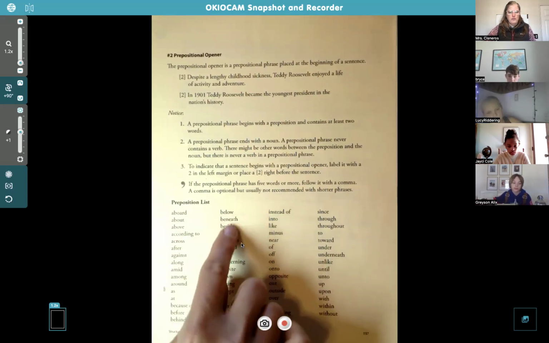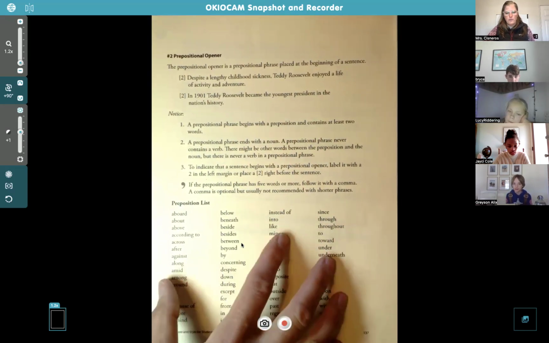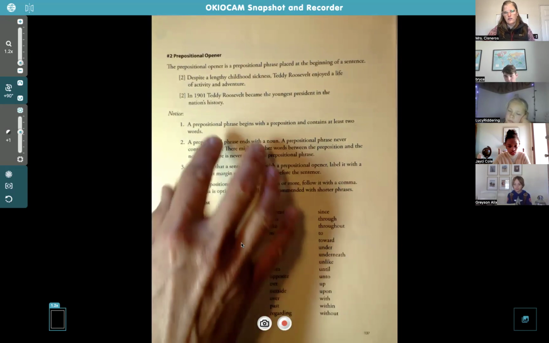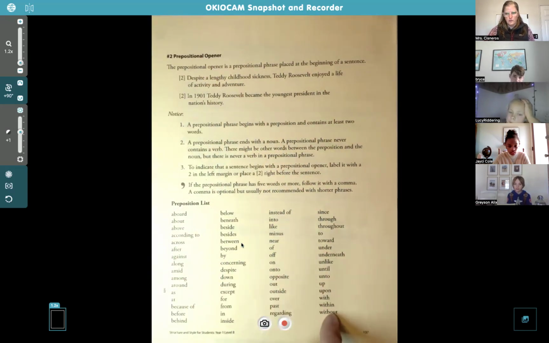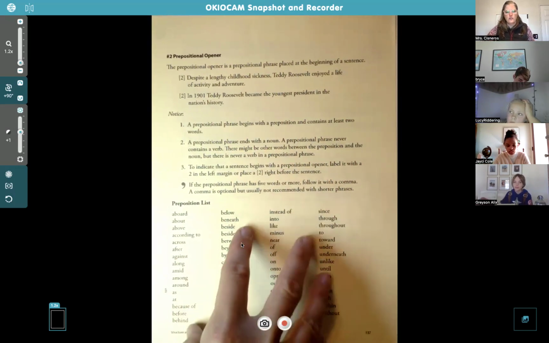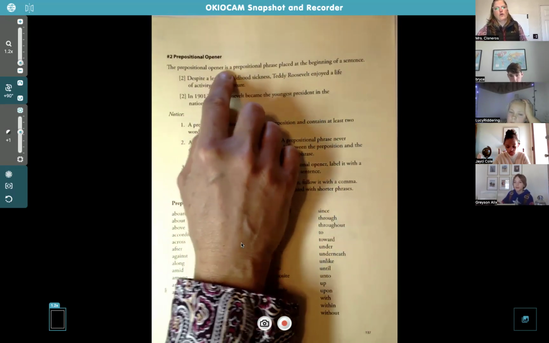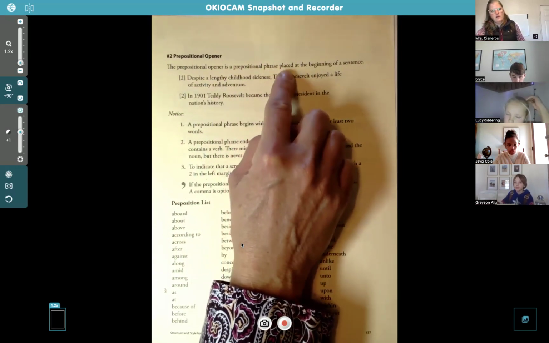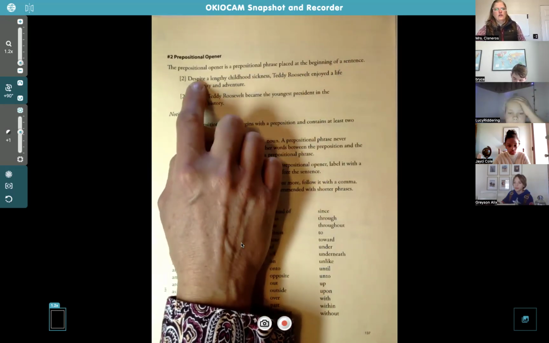Your list of prepositions. You also have a list in your grammar books. Okay, these are the prepositions. So your sentence openers here have to begin with one of these words. Only one sentence in each paragraph, not every sentence. That would be too hard. Only one. Pick one sentence in each paragraph to start with a prepositional opener. So it says the prepositional opener is a prepositional phrase placed at the beginning of a sentence. Here are the two examples.